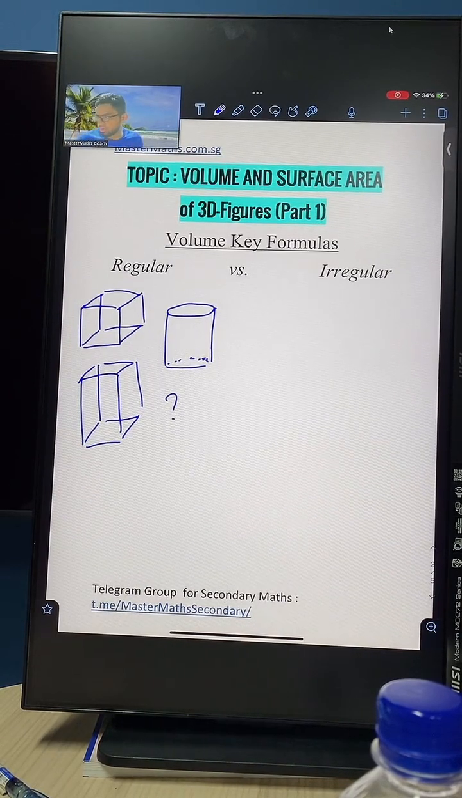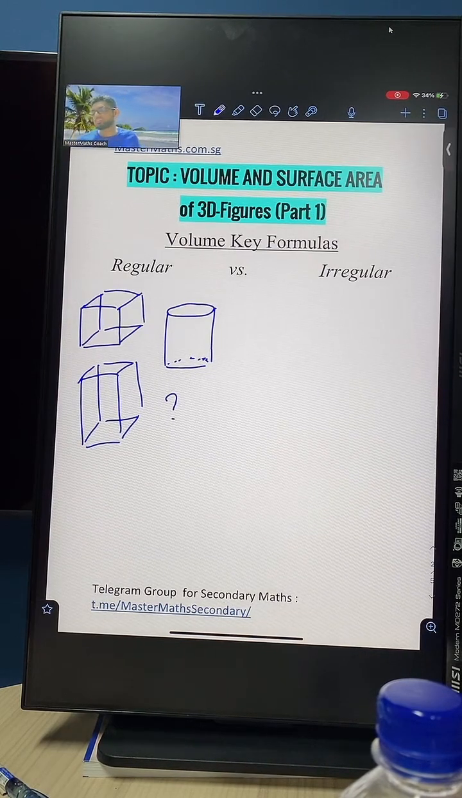Some of you say pyramid, some of you say Toblerone shape. Fantastic. Pyramid is actually irregular. I'll explain to you in a while.